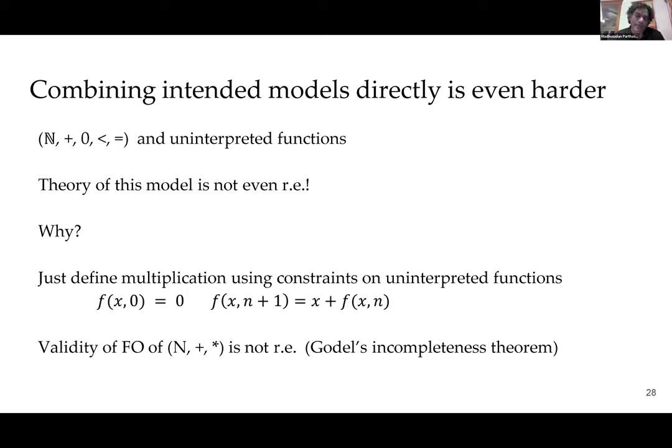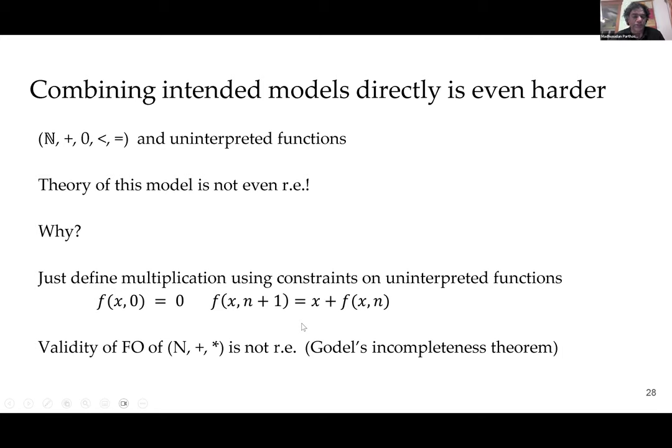And you have to do that. You cannot say I want only my intended model. You have to admit these non-standard models, because if you don't, you're not going to get completeness in any way. And the reason why uninterpreted functions with the intended model of natural numbers is incomplete is that you can simply define multiplication, right, using uninterpreted functions. You can just build it recursively.